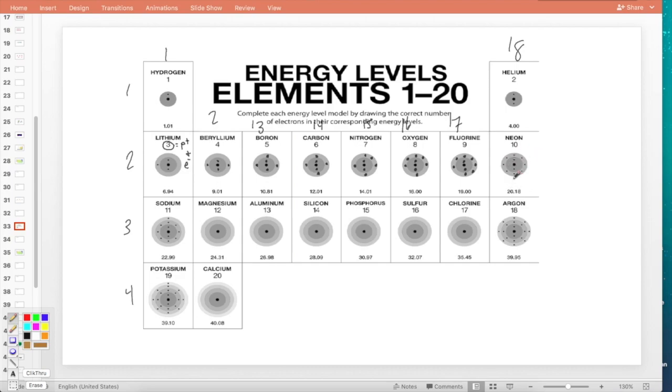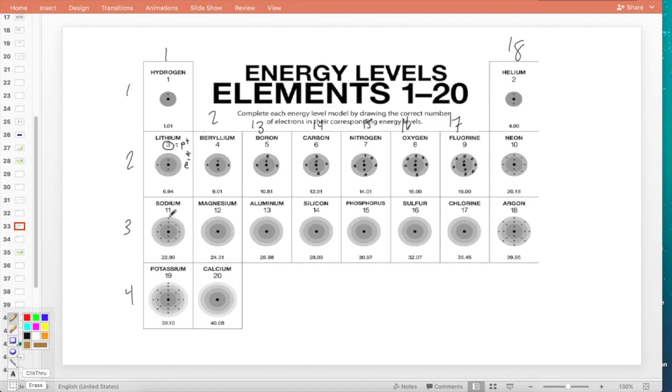Now remember, how many electrons, for the purposes of this class, does the second energy level hold? It holds 8. The first energy level can hold 2, the second can hold 8, and every energy level after that can also hold 8. So now when I come here to do the third period, I'm in the third energy level.